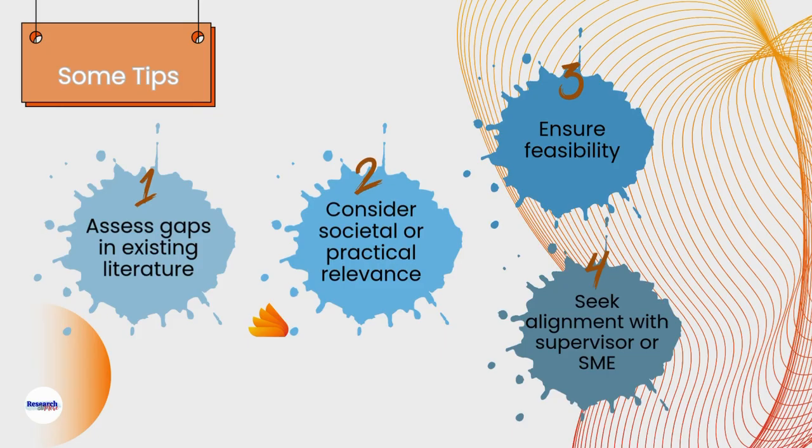Here are some tips for selecting a strong research topic. To assess gaps in existing literature, you can identify unresolved questions or underexplored areas in your field. To consider societal or practical relevance, choose a topic that addresses real world problems or emerging challenges. To ensure its feasibility, you evaluate the availability of resources, time, and access to data needed for your study.